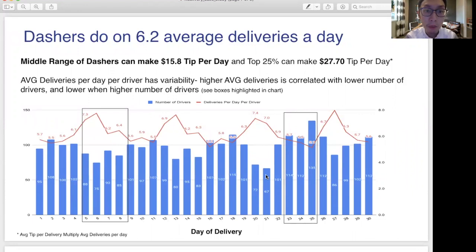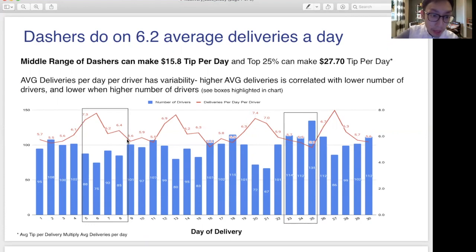So we're able to come up with they do about 6.2 average deliveries. They're able to make about 15.8 around the median range. And then actually the top 25% make about $27 in tip per day. So it definitely has some variability, but it seems like higher average deliveries is correlated with a lower number of drivers, and lower when there's a higher number of drivers.